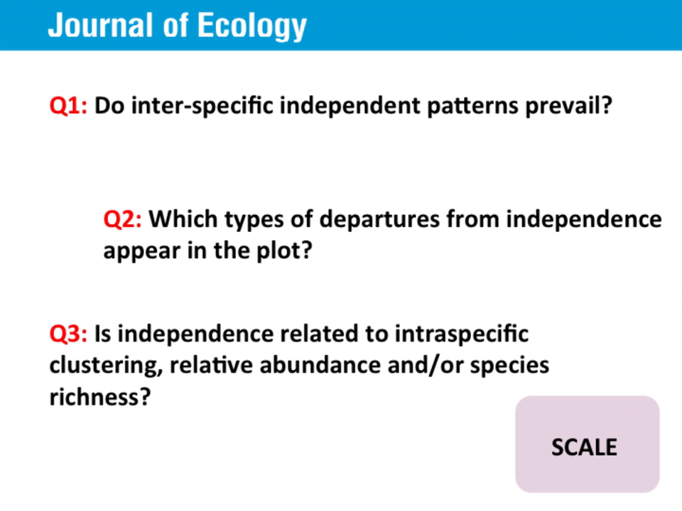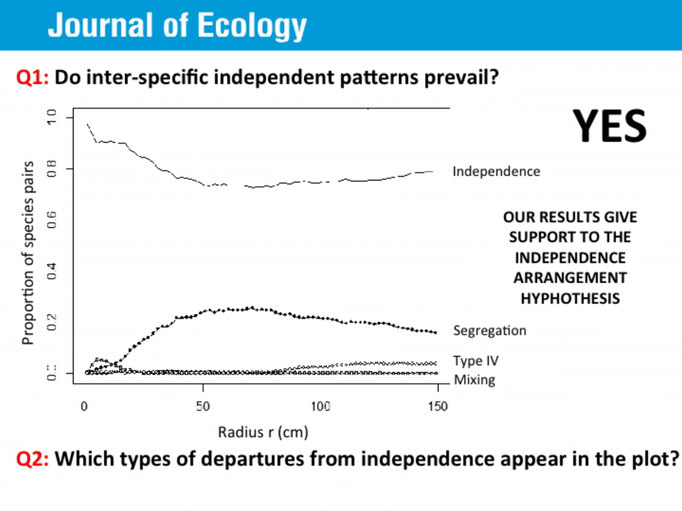Specifically, we asked whether interspecific independent patterns prevail, which types of departures from independence appear in the plot, and whether independence was related to intraspecific clustering, relative abundance, or species richness. And of course, the scales at which that happens. So, does interspecific independent pattern prevail in the plot?